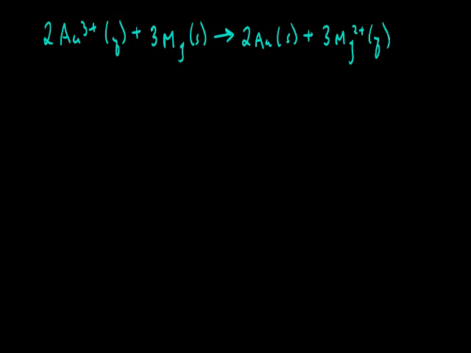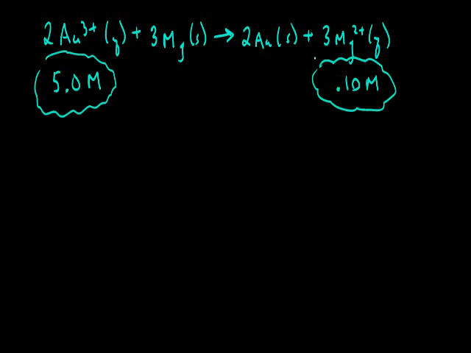Let's do a couple sample calculations with the Nernst equation using this balanced electrochemical cell reaction. Let's start with non-standard conditions where our reactant concentration is 5 molar, and let's just, for the sake of our example, make the product concentration 0.10 molar.